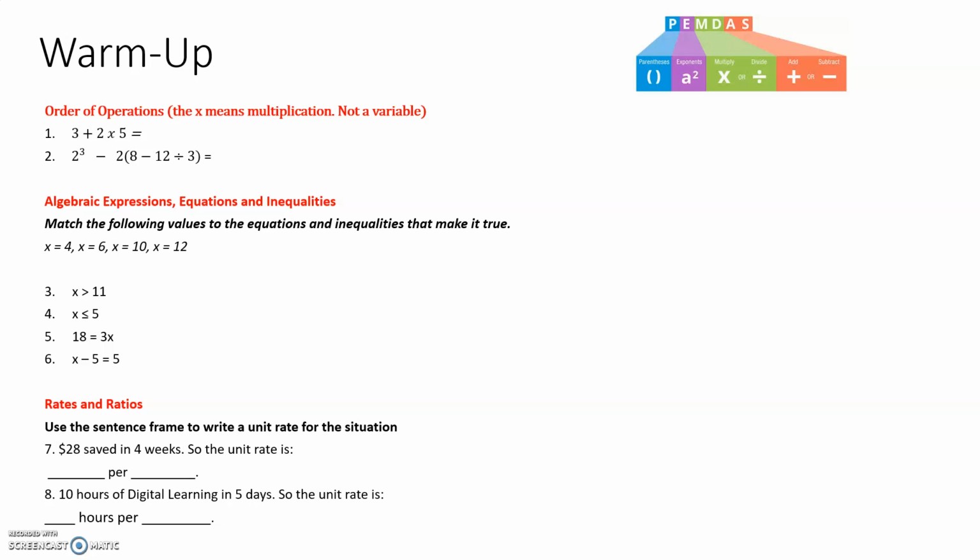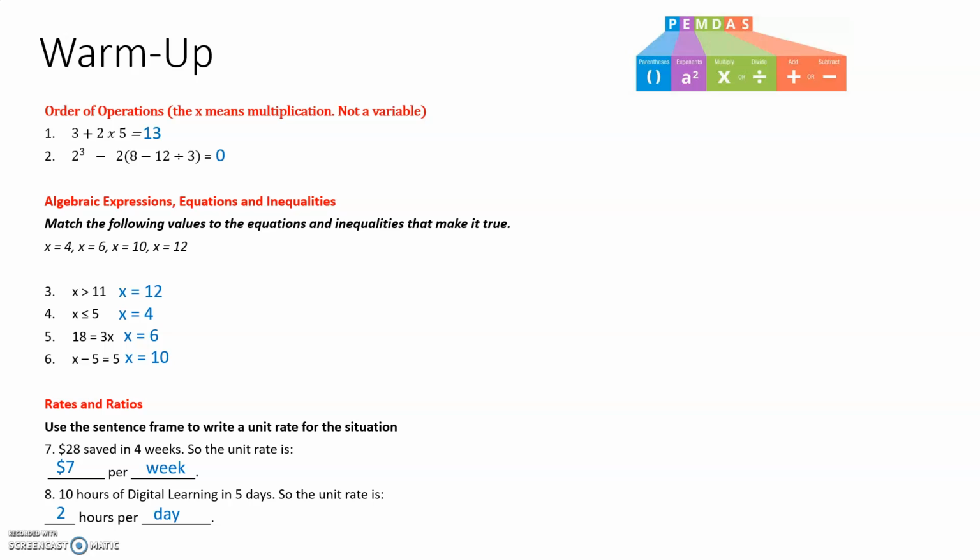So once again, I'm going to give you guys the answers. If you don't need to check your work and you're ready to go on with the lesson, you can stop the video and continue on with the lesson. Okay, number 1, 13. Number 2, 0. Number 3, x equals 12. Number 4, x equals 4. Number 5, x equals 6. Number 6, x equals 10. Number 7, $7 per week, and number 8, 2 hours per day.